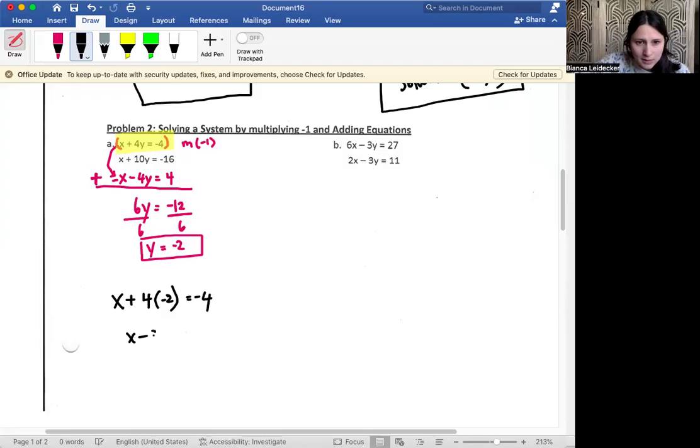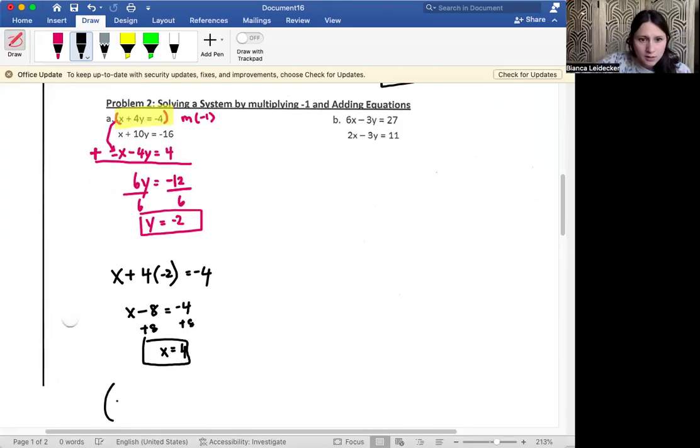X minus 8 equals -4. Add 8 on both sides, and x equals 4. So my solution for the set here is 4, -2. That is the solution.